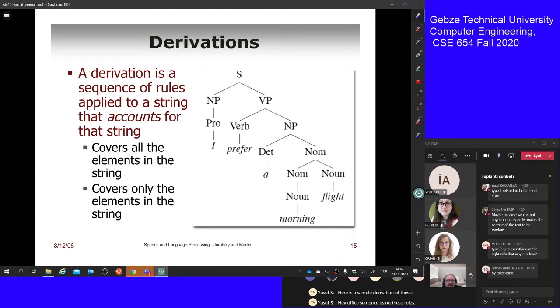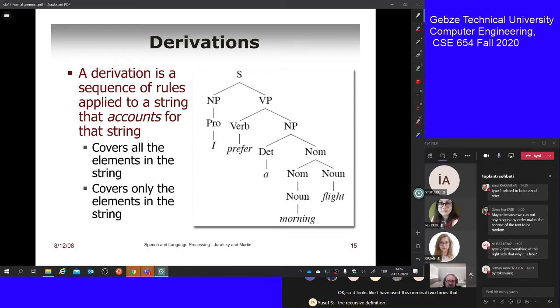I have a sentence, I prefer a morning flight. That's the sentence. Noun phrase and verb phrase. Here, noun phrase becomes a pronoun and pronoun is I. Verb phrase is divided into two, verb and noun phrase. Verb prefer is a verb. Noun phrase is determiner nominal. Nominal becomes noun and morning. And noun is flight. So it looks like I have used this nominal 2 times, the recursive definition.